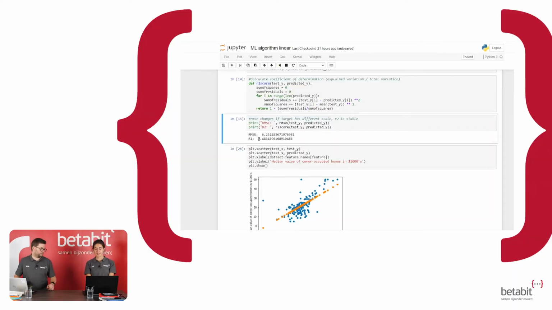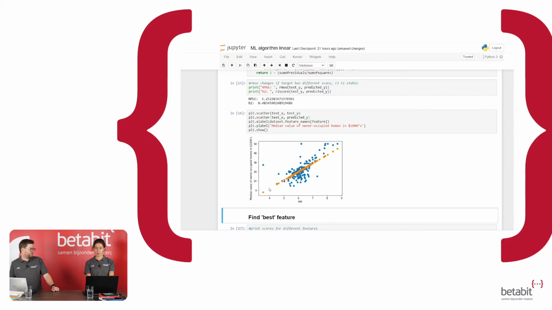So in this case, it's around 0.5. And so is that good, or is that meh? I mean, it works better than just random guessing, which is always good. And here you can see that we can plot the predicted values in orange and the actual values in blue.